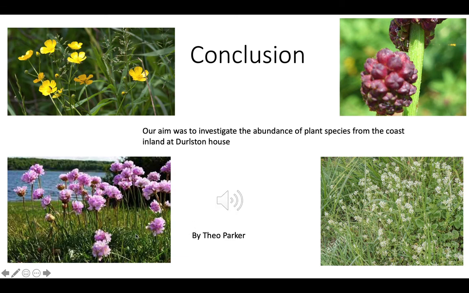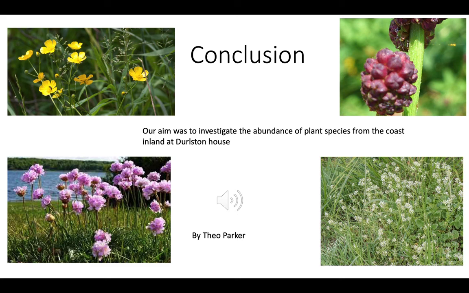The aim of our investigation was to compare the abundance of plant species from the coast inland. We had 6 sites, 1, 2 and 3 which were near the coast, and 4, 5 and 6 which were further inland. We found species such as thrift, scurvygrass and kidney vetch only in sites 1, 2 and 3, while species such as great burnet and bulbous buttercup only in sites 4, 5 and 6.